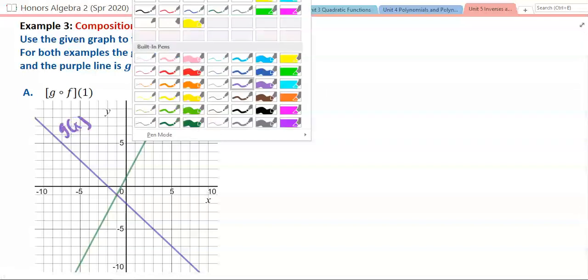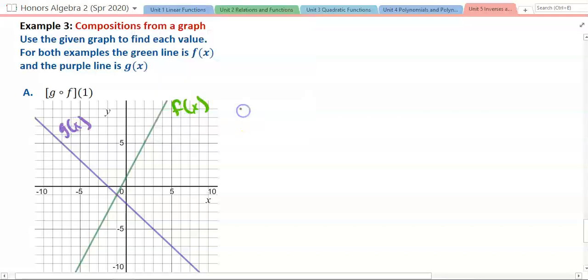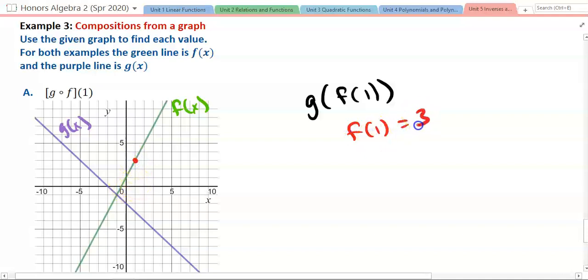And so it works the same way that we just did on the table. Let's pay attention to the function organization here. I'm looking for g of f of 1. And remember, we work which direction? Inside out. So I'm going to go to the f function first. What is f of 1? Well, that's where my x is 1. What's the y value? Well, f of 1 is equal to 3 because I can get the ordered pair 1, 3.